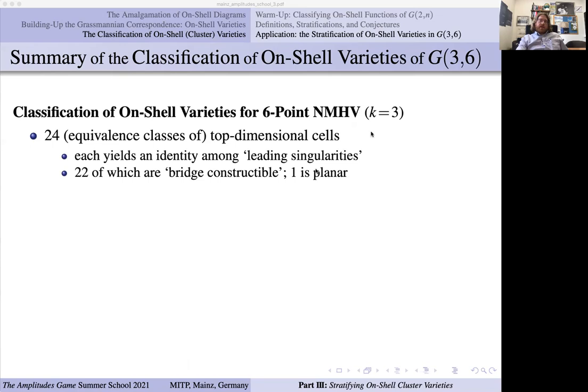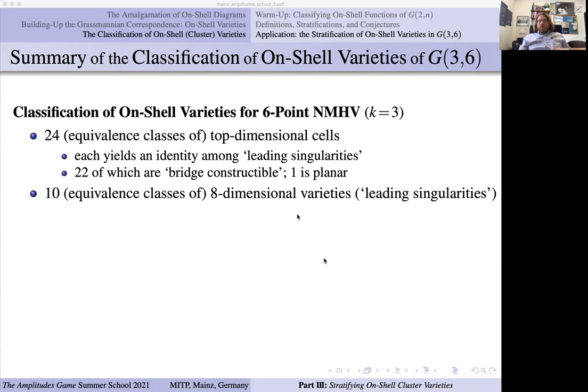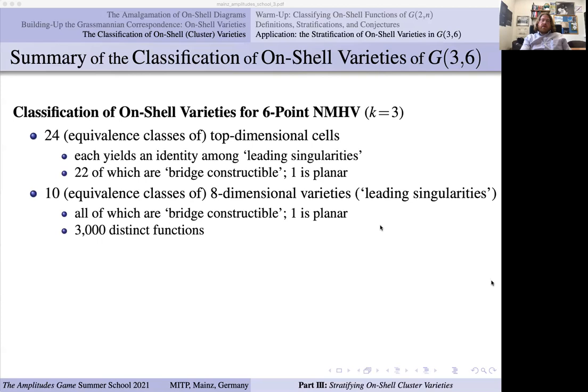When you go down to eight dimensional cells, which would correspond to functions, these are things with n hat delta equals zero, there's only 10 equivalence classes. And how do you obtain them? You obtain them by boundary elements of any of these 24 things. It's kind of interesting. All of them are bridge constructible. One is planar. And this gives rise to 3,000 distinct functions.